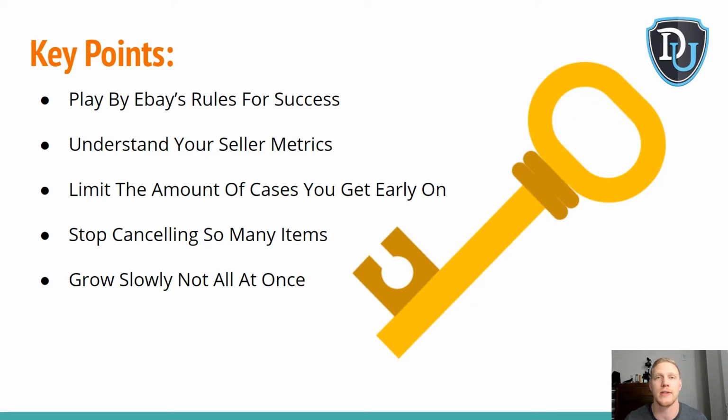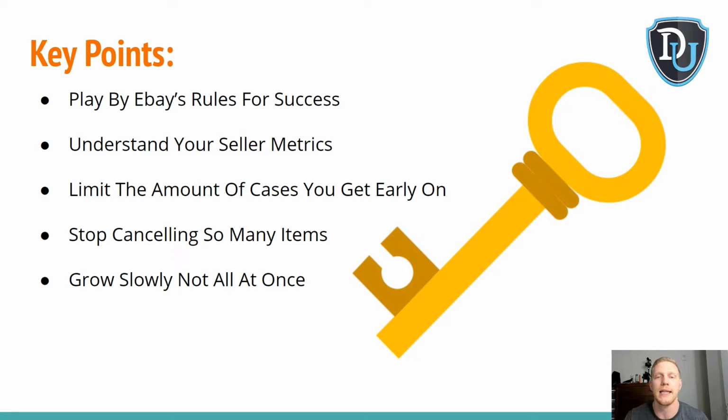Also, you want to make sure that you are understanding your seller metrics. eBay gives you a very well-defined seller metrics part of your Seller Hub. You can look at anything, see if you're below standard, above standard, top rated, and you really can't go wrong if you follow those metrics pretty much to the T. But there are also other things that I'm going to talk about that eBay doesn't really tell you too much about.